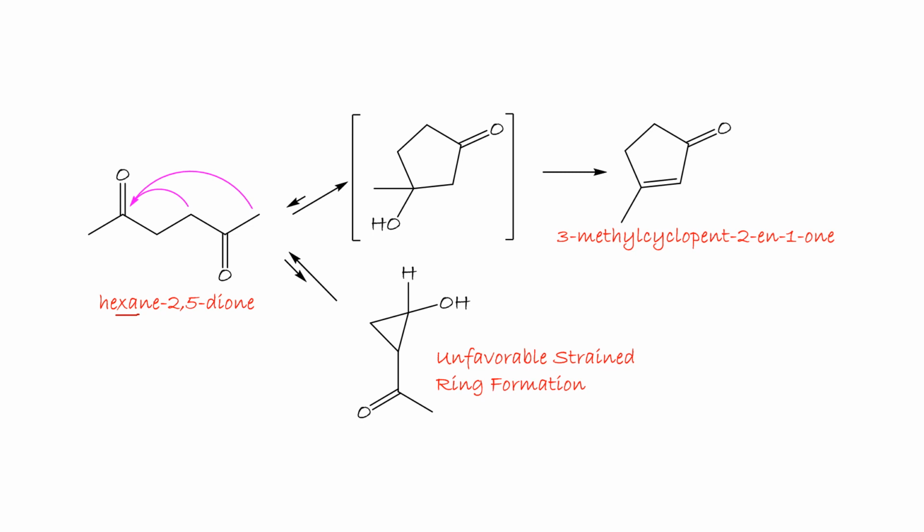If we have hexane-2,5-dione, we can have either this carbon as the enolate or that one. For that one, we will form a 3-membered ring, which is an unfavored strained ring formation. So it would go back to this carbonyl enolate, which forms the 5-membered ring, followed by dehydration to give 3-methylcyclopent-2-en-1-one as a product.